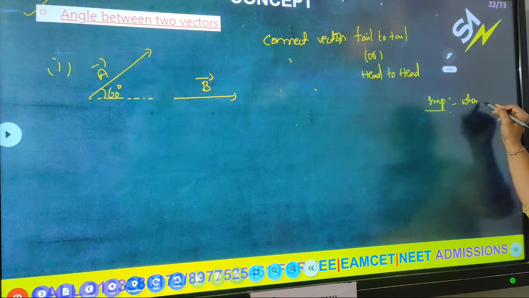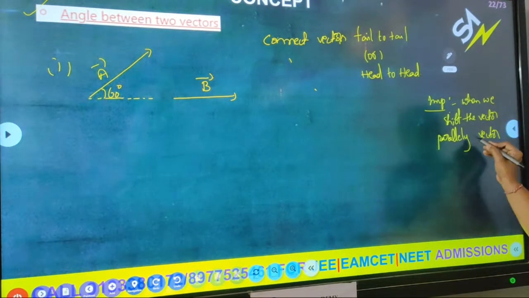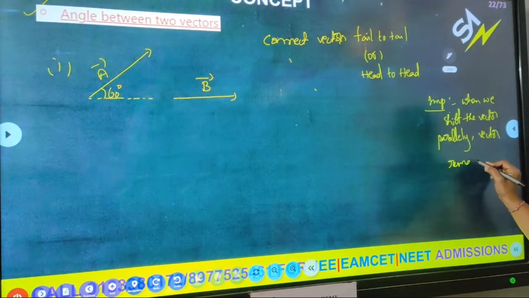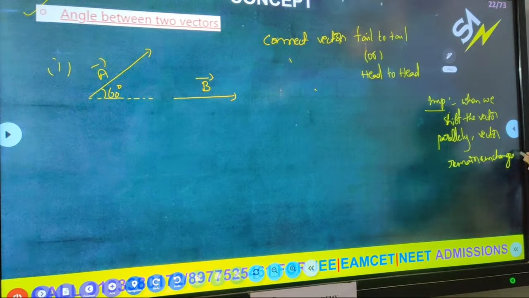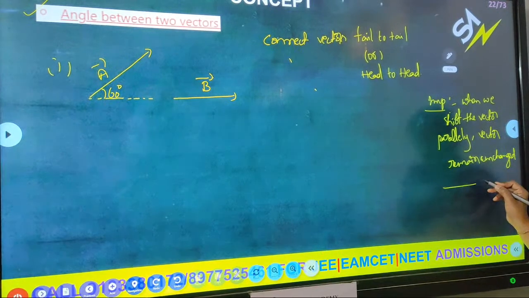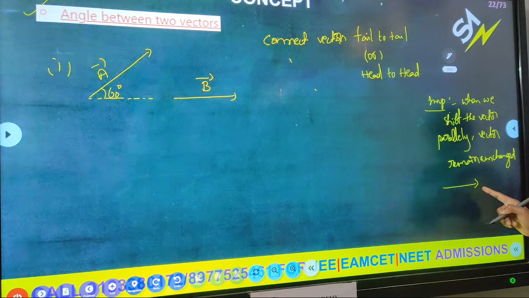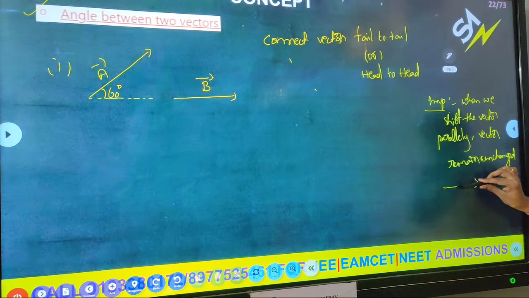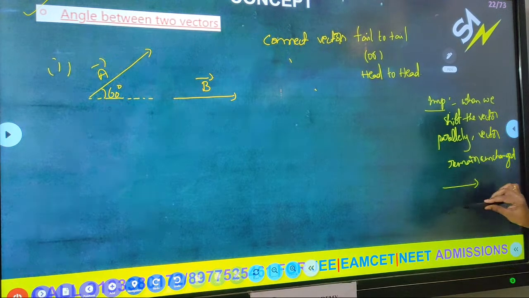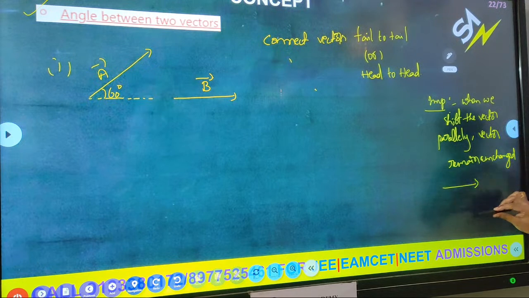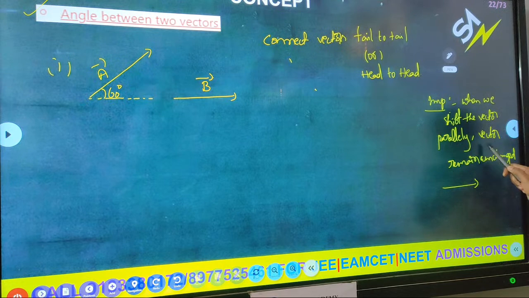When we shift the vector unchanged, it remains unchanged. Means we are given the vector in this direction. This vector you can shift parallelly to here or here or here. We can shift that vector from one place to another without changing its direction and length. Then the vector remains unchanged.